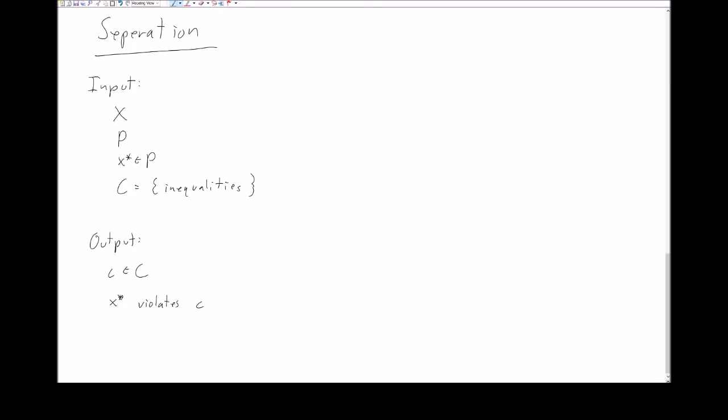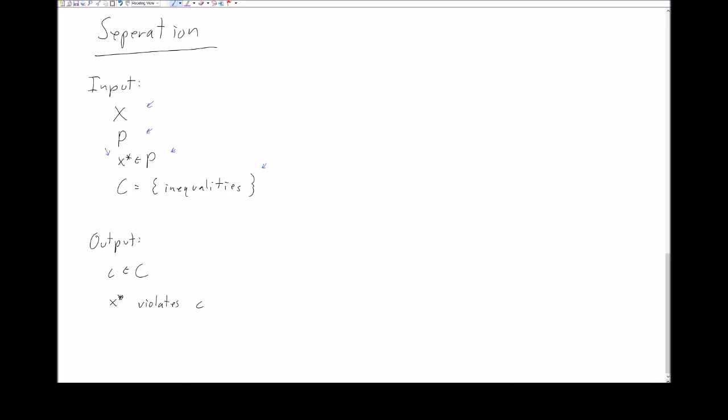To be more precise about the separation problem, we can formulate it with an explicit input and an explicit output. The input to the separation problem is the set of feasible points X, a polyhedron P, some solution x star inside of P, and some collection of inequalities. The separation problem is always defined with respect to a particular set of inequalities, capital C. Usually this x star is going to be some optimal solution with respect to an objective function, but that's not necessary.